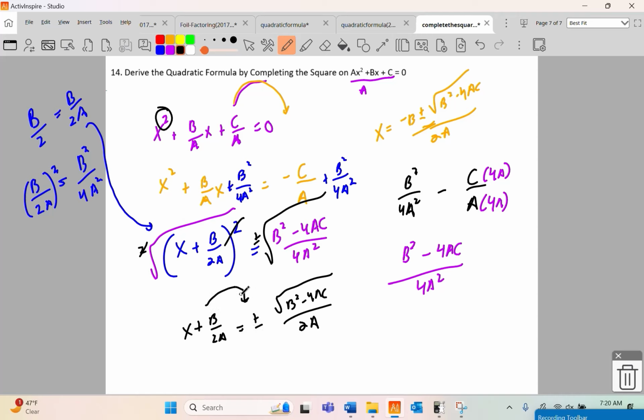And all I got to do is move b over 2a to the other side. In most countries outside America, they actually leave the opposite b over 2a part separate. Why we merge it, I couldn't tell you, but we do. So anyways, there is your complete the square homework. That was fun, wasn't it?